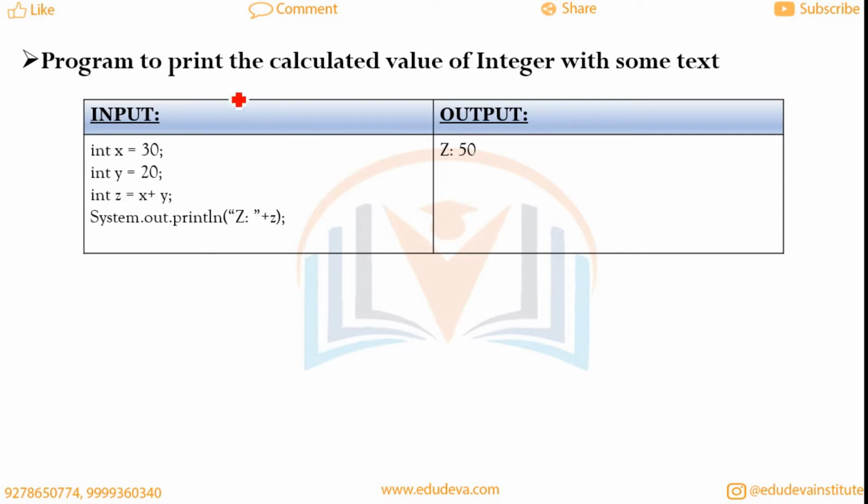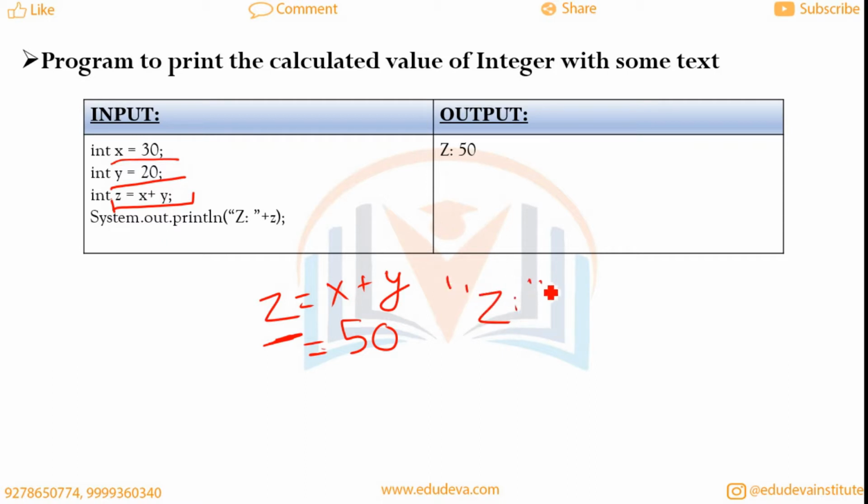Now in the next program we will try to print the calculated value of the integer along with some text. In the first line we are defining a variable x with value 30. In the next line we are defining a variable y with value 20, and in the third line we are defining a variable z and giving it the value z is equal to x plus y. As x plus y is 50, it will assign the value 50 to the variable z.